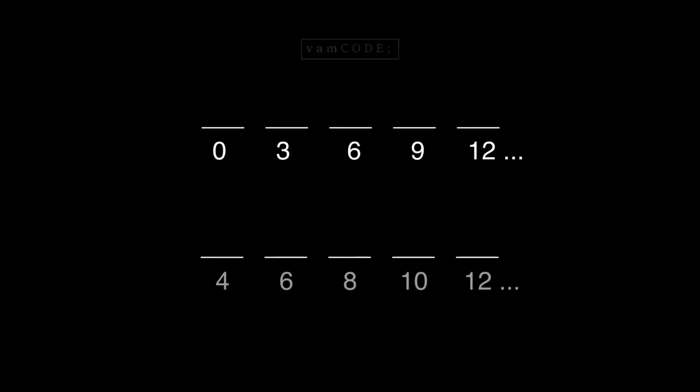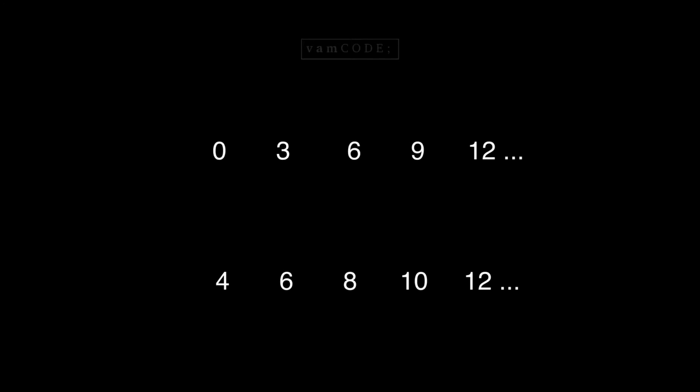Kangaroo 2 starts at position 4 and jumps 2 spaces from there on. So if you write that down in the form of a series, you get this: 4, 6, 8, 10, 12, till infinity. As you can see here, both the series have a common term, which is 12. In other words, this means that the kangaroos meet after 4 jumps.